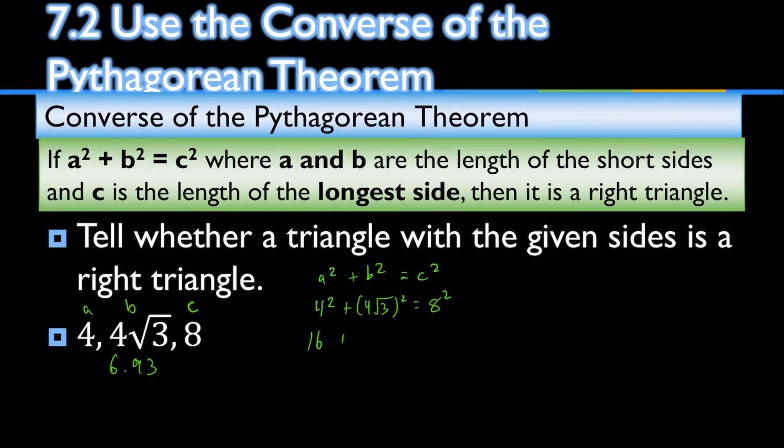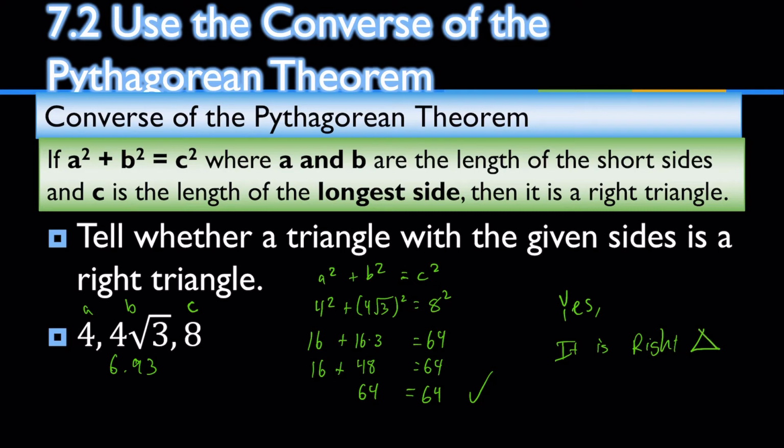4 squared is 16. When we're squaring these, the 4 squared is 16, and the square root of 3 squared is 3. 16 times 3 is 48. And 16 plus 48 is 64. So notice both sides of the equation are exactly the same. They're both 64. Hey, that's great. That is definitely true. So is it a right triangle? Yes. It is a right triangle.